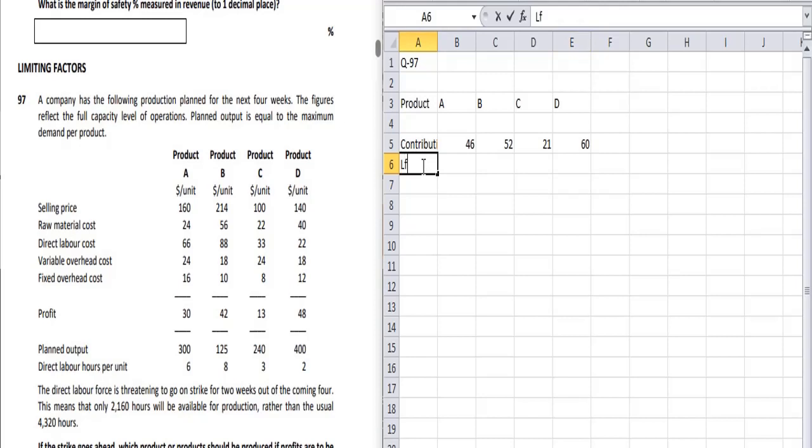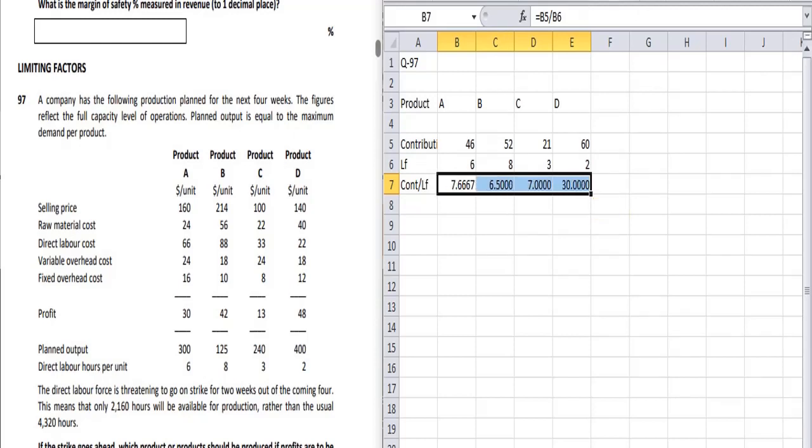Okay, so now what is our limiting factor? The limiting factor is our direct labor, and how many labor hours are required to produce 1 unit of product A? We have been given the direct labor hours per unit below the output, which is 6, 8, 3, 2. So our contribution per limiting factor is just dividing contribution by the limiting factor, and copy, shift it over here.